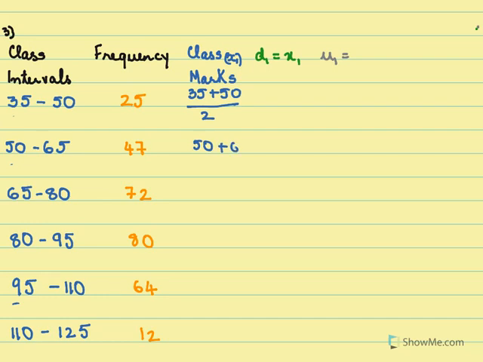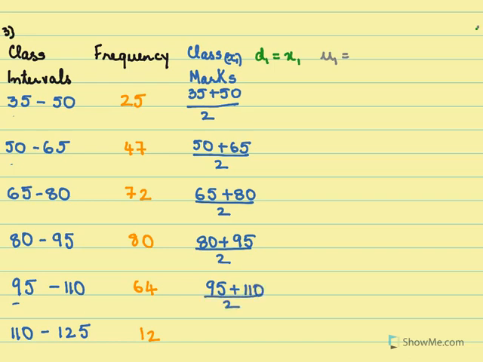Next, upper limit 50 plus lower limit 65 divide by 2. Next, lower limit 65 plus upper limit 80 divide by 2. Lower limit 80 plus upper limit 95 divide by 2. Lower limit 95 plus upper limit 110 divide by 2. Lower limit 110 plus upper limit 125 divide by 2.